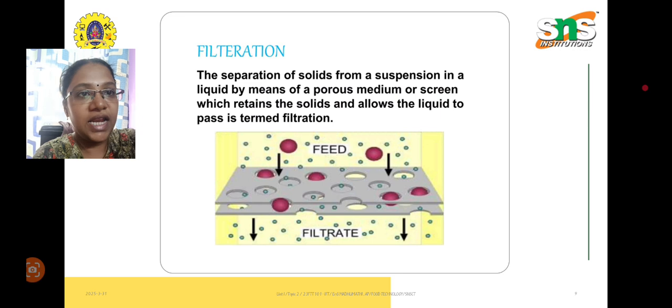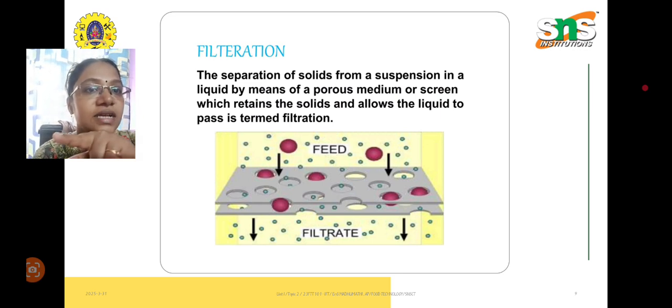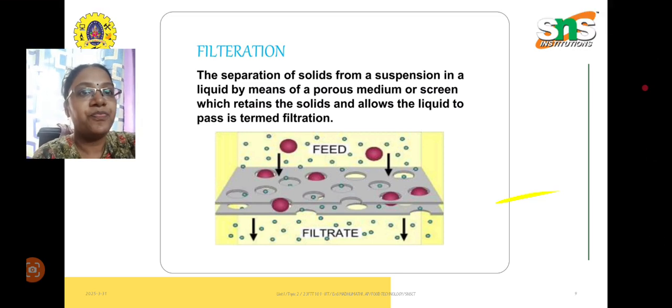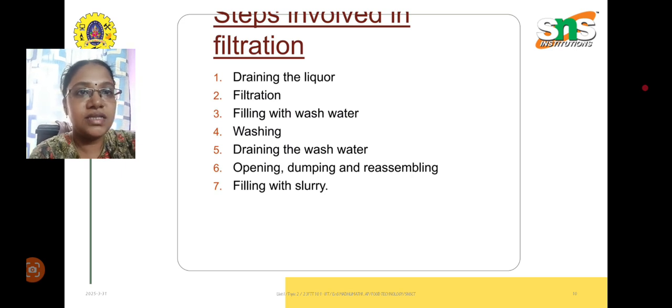Initially in the picture they are giving feed. On the top the feed is going inside, and there is a filtration membrane where solid particles get settled down, and then we get a filtered liquid that we call the filtrate. Okay, next are the steps involved in this filtration.